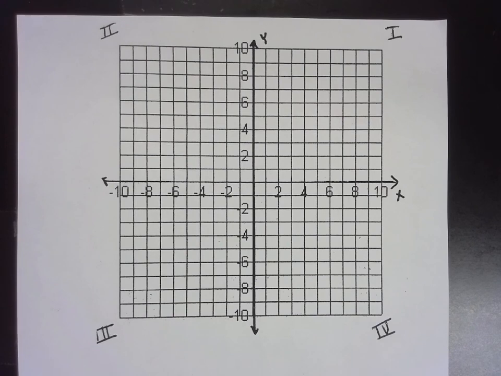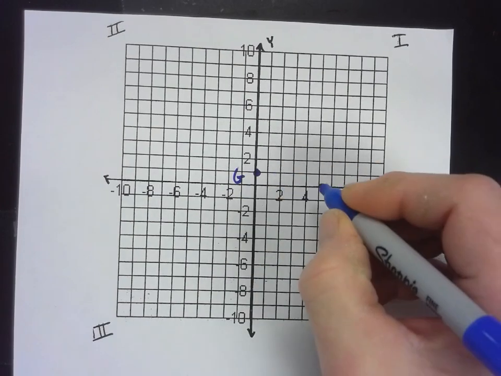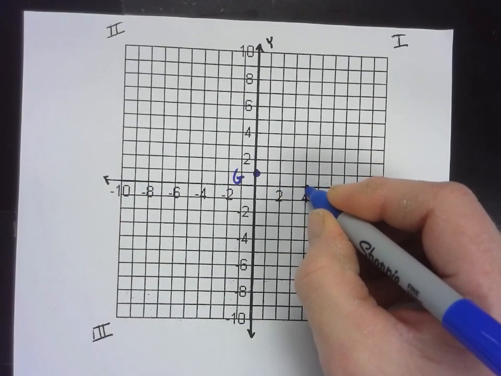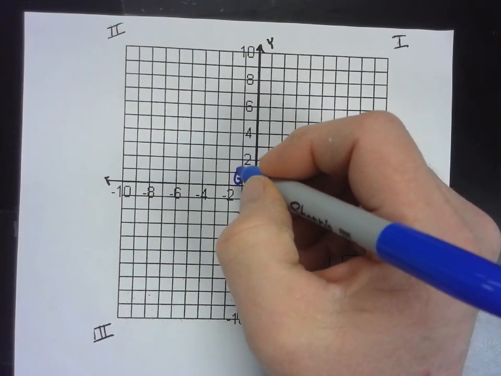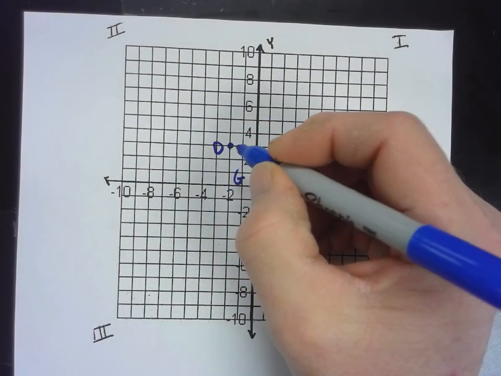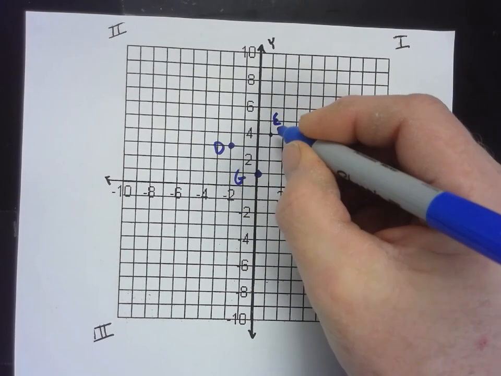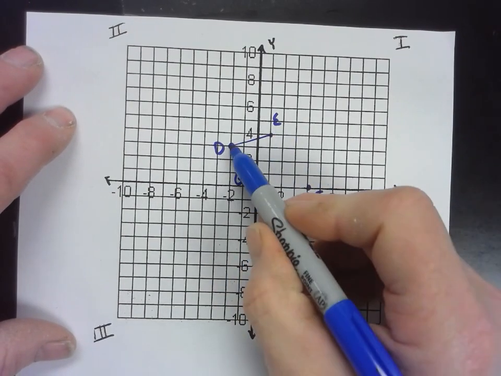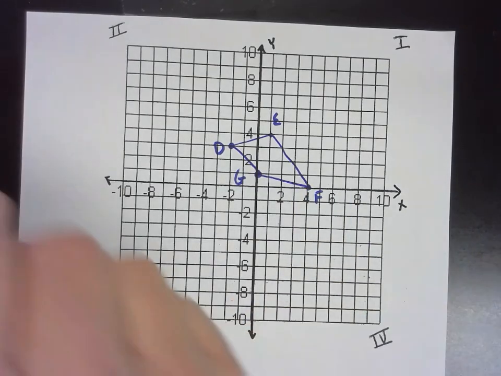Okay, you got it. Now let's do a hard one. Let's do one where we've got to do it ourselves. So down at the bottom of the page, we've got this figure, G, F, D, which is -2, 3, and E, which is 1, 4. So we have this figure. This is our pre-image. It's like the pre-image, right?